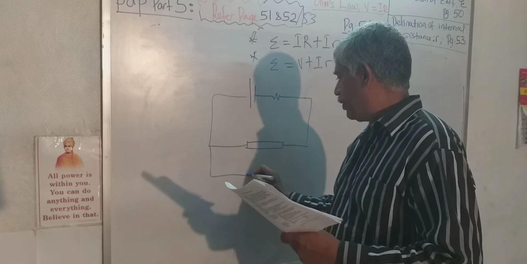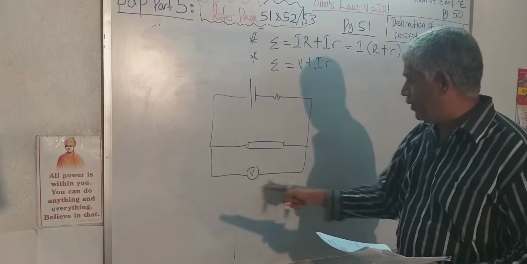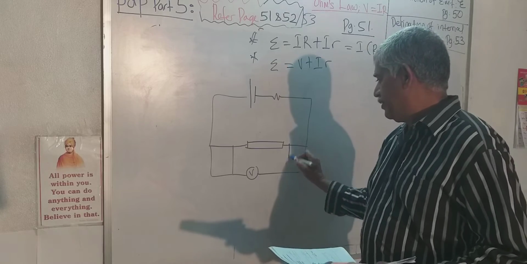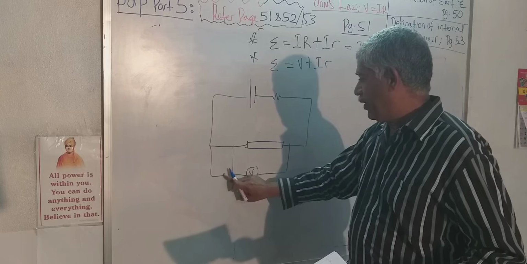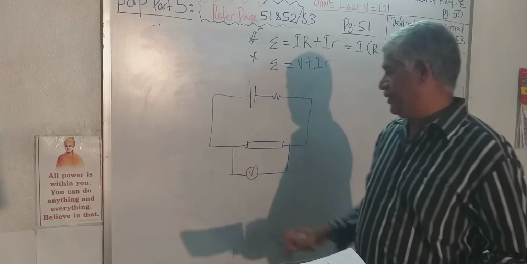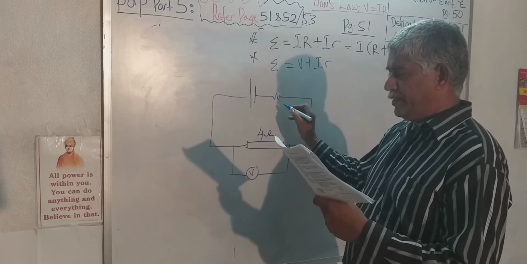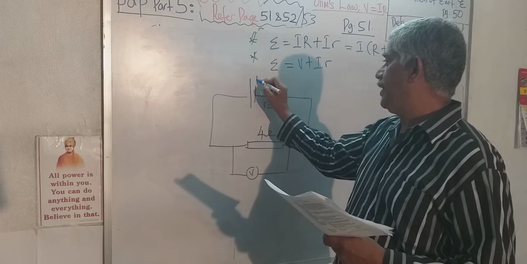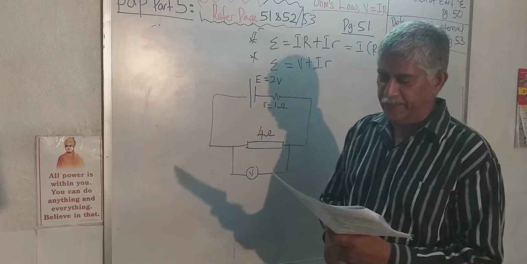Here they put a voltmeter. In the question, they draw the voltmeter across like this. You can also do it here; it's the same. You can put it across the entire circuit, or you can just put it across the resistor. This is given as 4 ohm. This is r, given as 1 ohm. And this is the EMF, given as 2 volt.